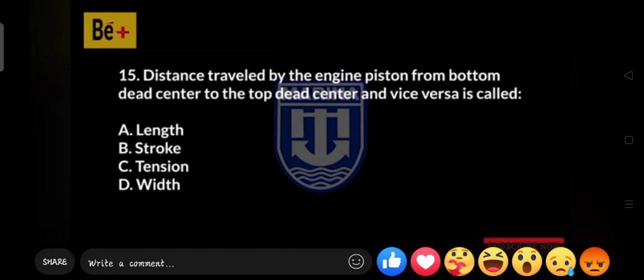Distance traveled by the engine piston from bottom dead center to the top dead center and vice versa is called A. Length, B. Stroke, C. Tension, D. Width. The answer is B. Stroke.